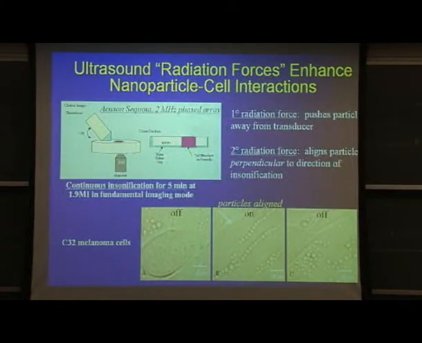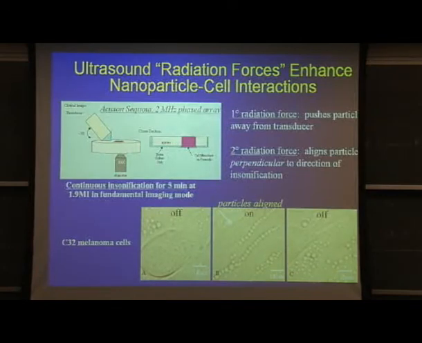Maybe the last thing I'll show you is that you can also augment some of these effects by using ultrasound. And so here's an example from Kathy Crowder in our lab of using ultrasound radiation forces to enhance nanoparticle cell interactions. So basically, ultrasound is a mechanical wave. It propagates longitudinally, and it has a pressure component. What it'll do is it'll push things. It exerts a force on them. It's called a radiation force.